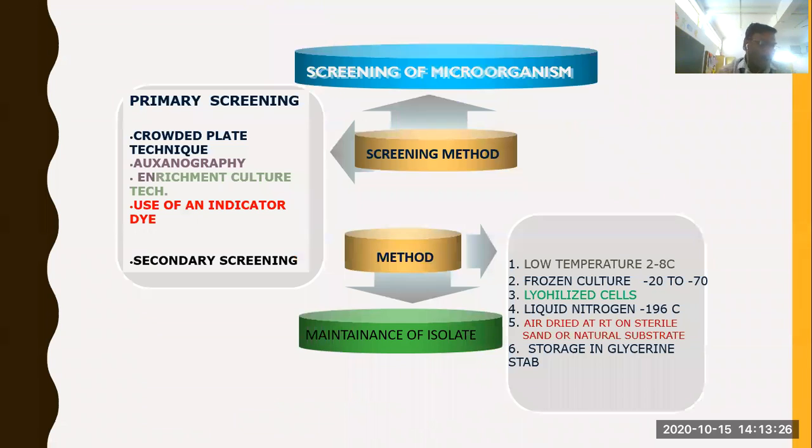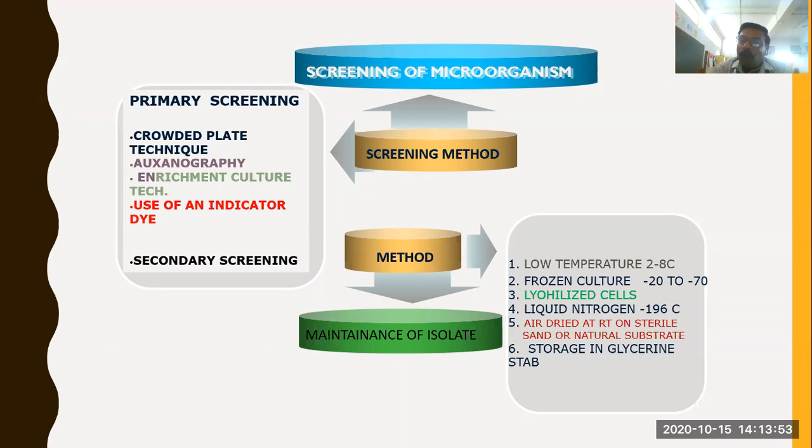Now, the screening of microorganisms. Already we have discussed these topics, but this is a part of the scale of the process. The primary screening is associated with 4 important techniques: the crowded plate technique, the auxanography technique, and the enrichment culture technique by using certain types of indicator dye, as well as the secondary screening.